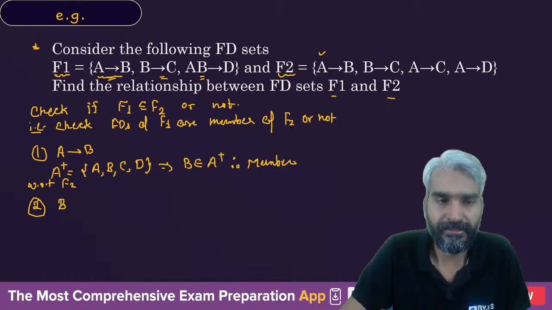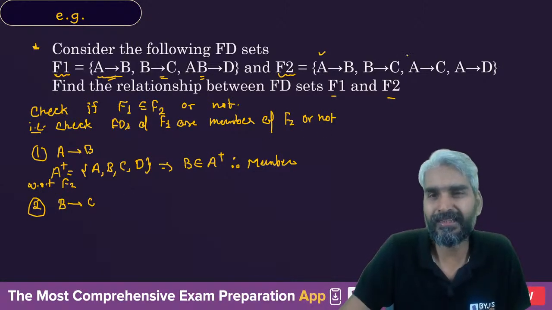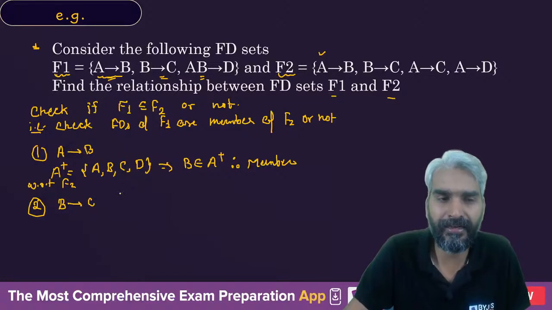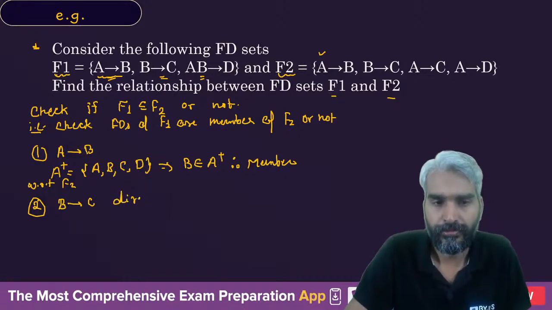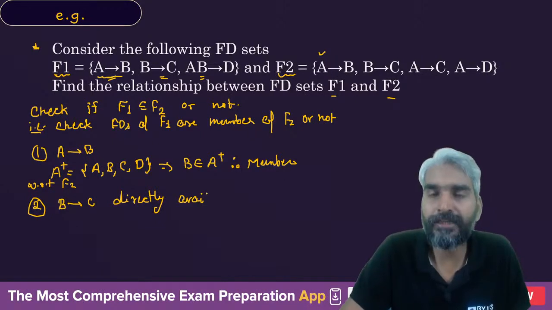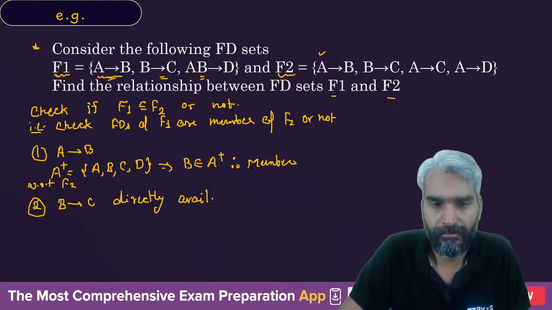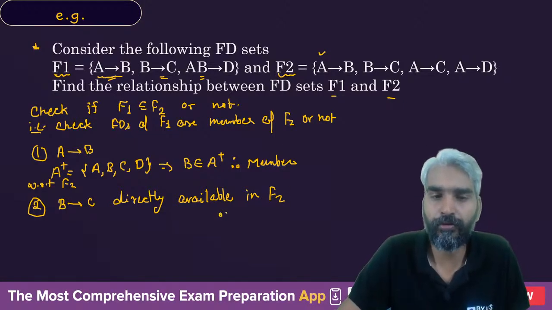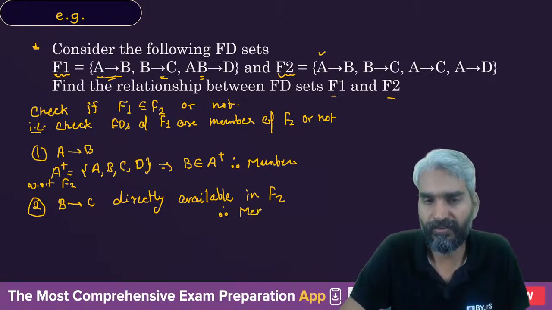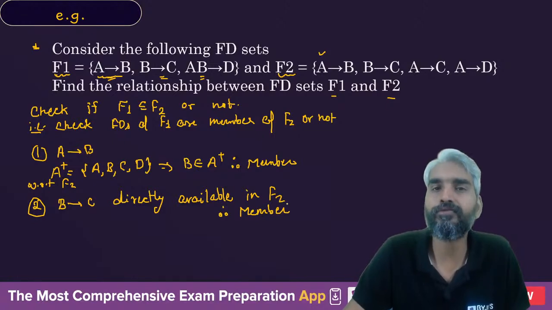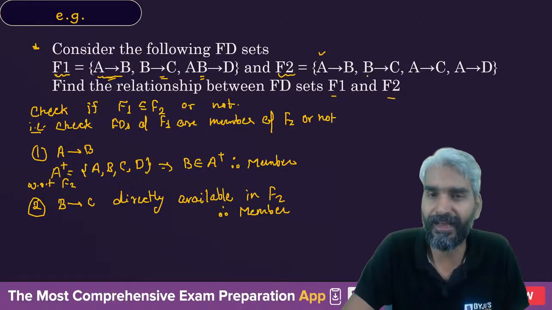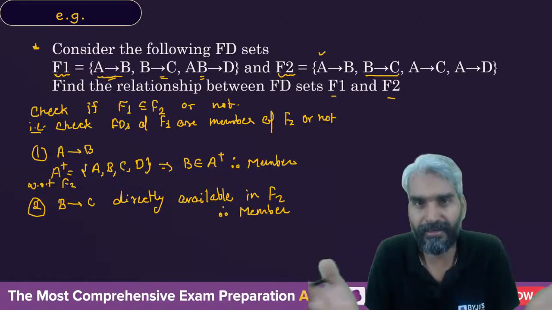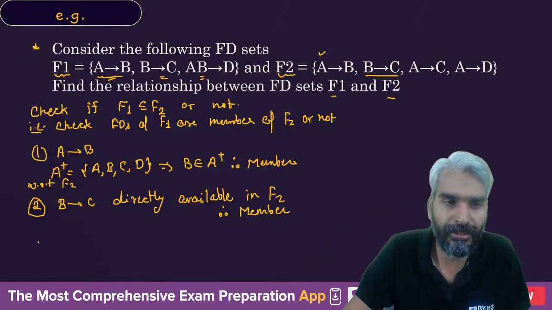So B implies C. Again, I can directly say, you can actually see that it is directly present, directly available in F2. So FDs which are directly available, for them you don't need to find the closure. But for the first one I have explained, directly available in F2, therefore member. Obviously that's what we are trying to see, whether B implies C is a member or not. We can directly see with our bare eyes that B implies C is a member. We don't need to do any calculation, right?